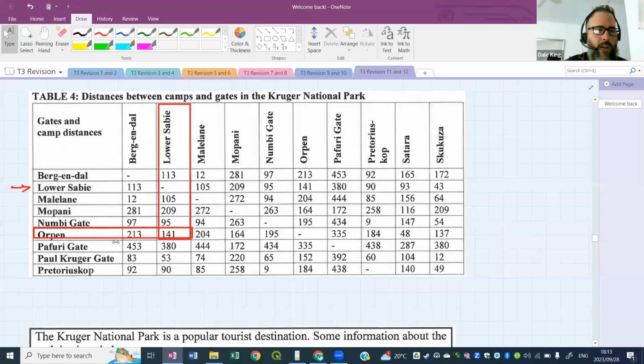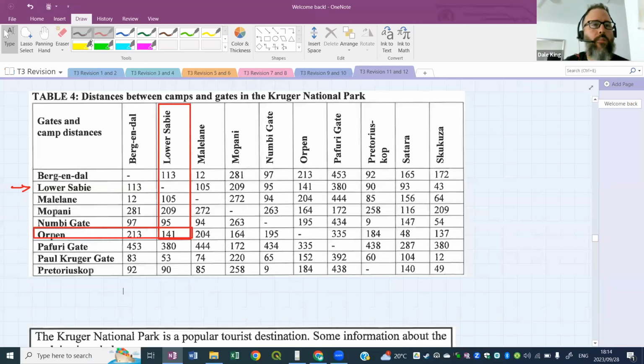So they say, according to this table, the distance from Alpen to the Lower Sabi is 141 kilometers. Okay, I hope you can see that there. And then they say from Alpen to Satara. Well, if you see, let's do it like this.